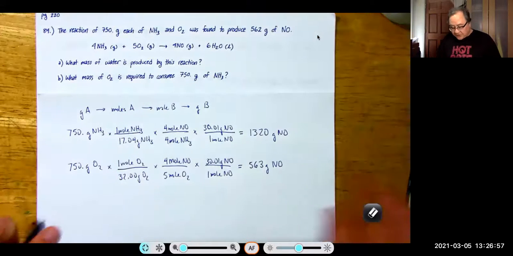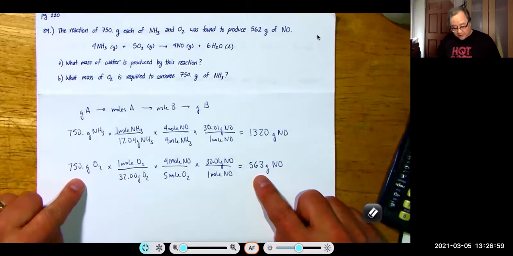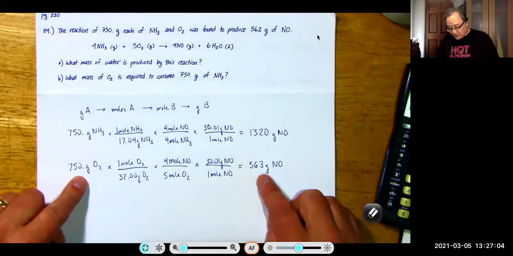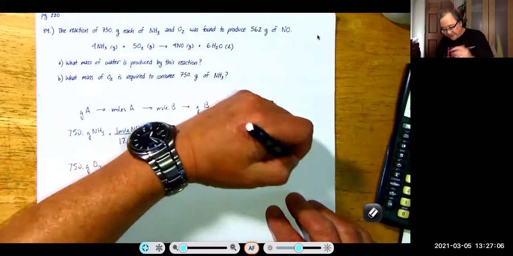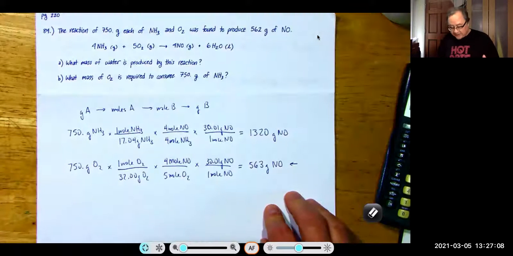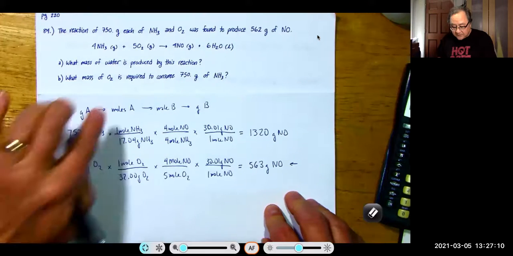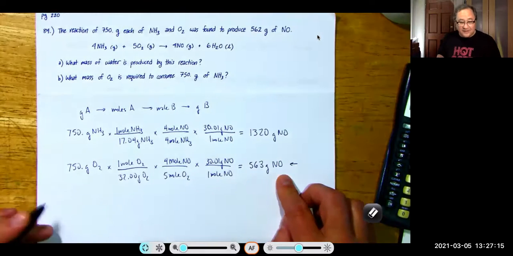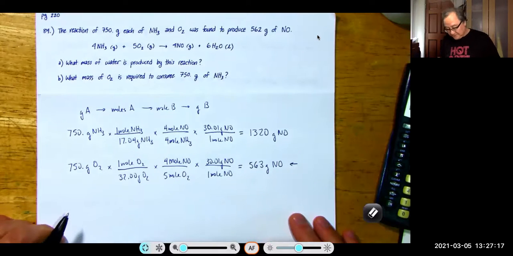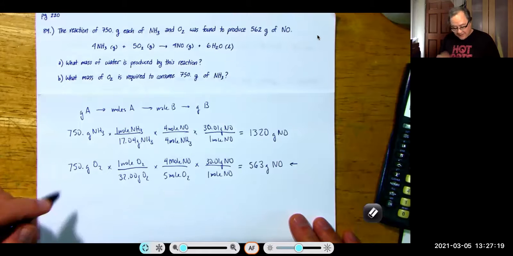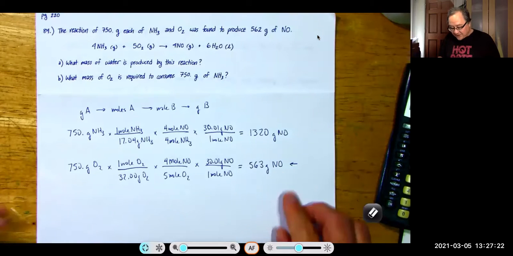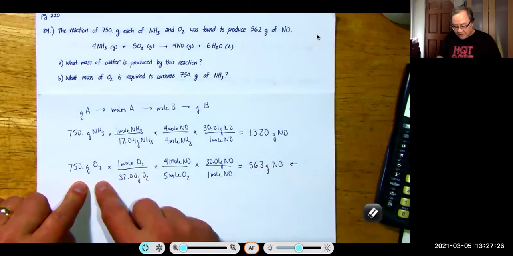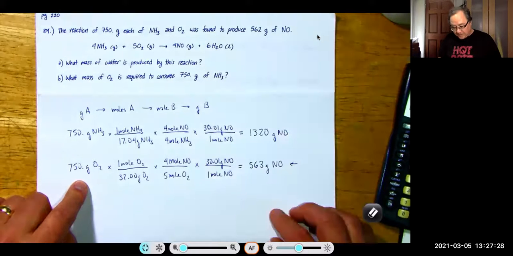So there's enough oxygen to make 563 grams of NO, but there's not enough oxygen to make 1,320 grams of NO. So that means that this is the mass, 562 grams. They already gave it to us. Darn it. I just wasted my time. All right. So here I found, based on the NO, that the oxygen is the limiting reactant. So I'm going to use oxygen to figure out how much H2O I'm going to make.